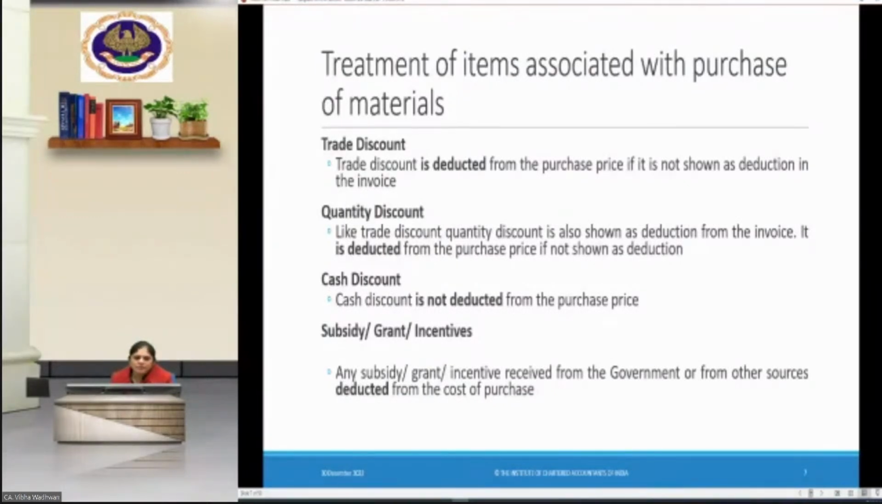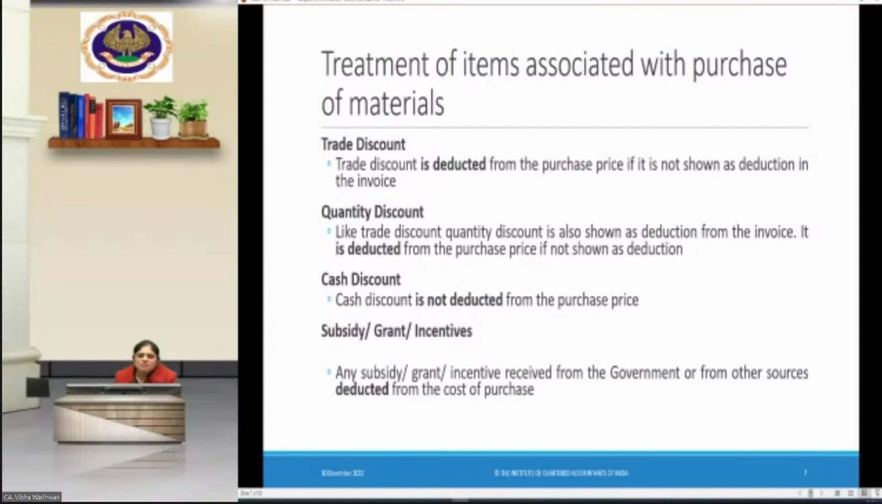but if it's not, then it has to be deducted. Cash discount is not deducted from the purchase price. Cash discount should be excluded from the purchase price. If you remember in accounts, we pass the entry: Purchases account debit to cash or bank or whatever, and to discount received on purchases.